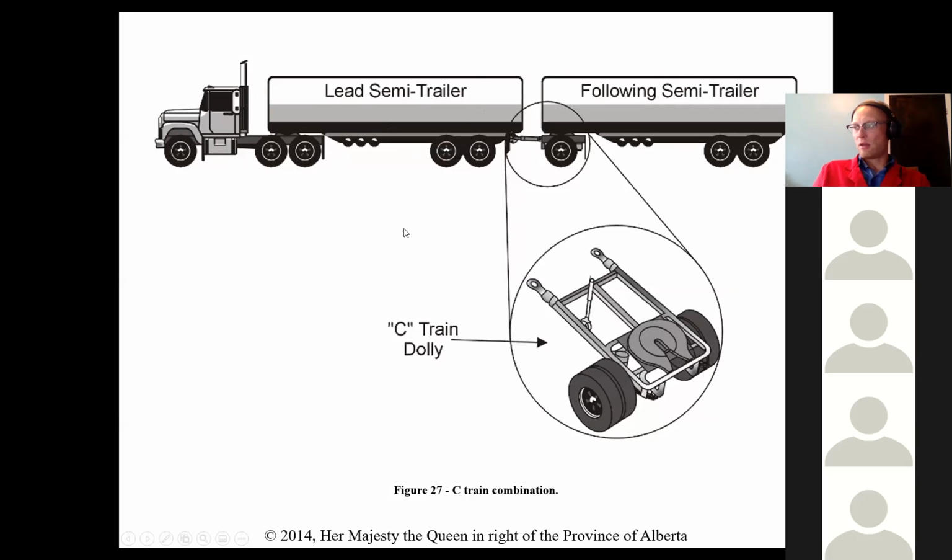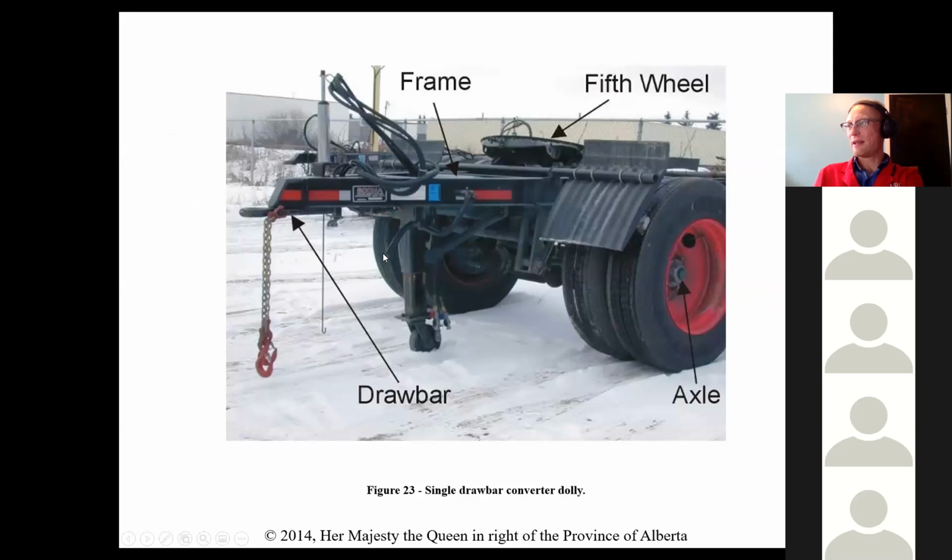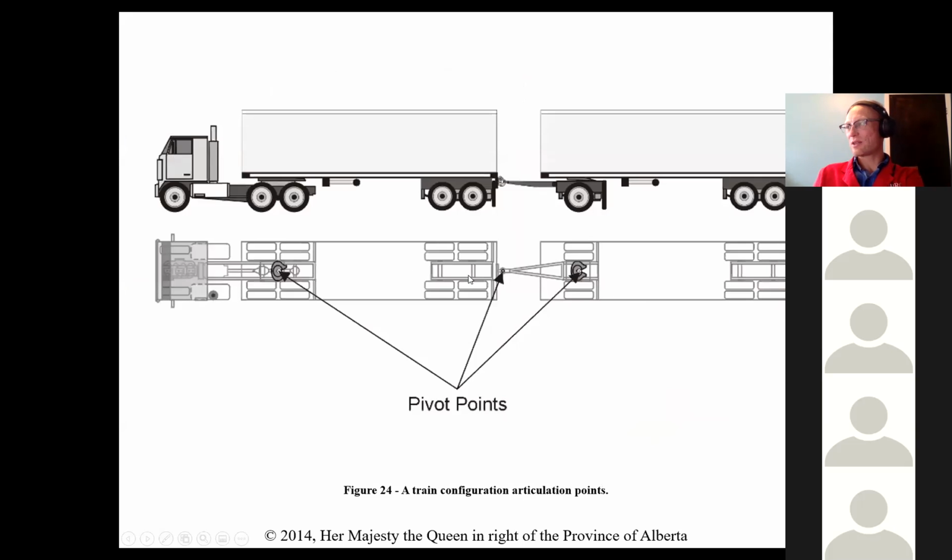Now, the way I tell the difference between them, a C converter dolly looks like a C, right? Can you all see that? I hope. And then an A train looks like an A.